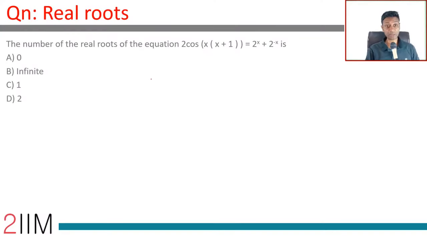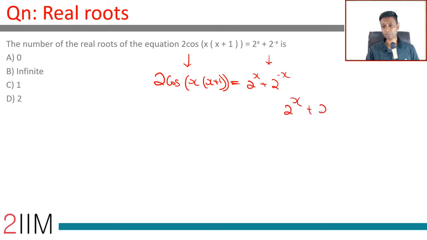Real roots. The number of real roots of the equation 2 cos x times (x plus 1) is 2 power x plus 2 power minus x. Wonderful. To start with, I'm going to not think of this as an equation. Think of it as a left-hand side and a right-hand side separately. Should know this: 2 power x plus 2 power minus x is like y plus 1 by y. 2 power x is y, 2 power minus x will be 1 by y.